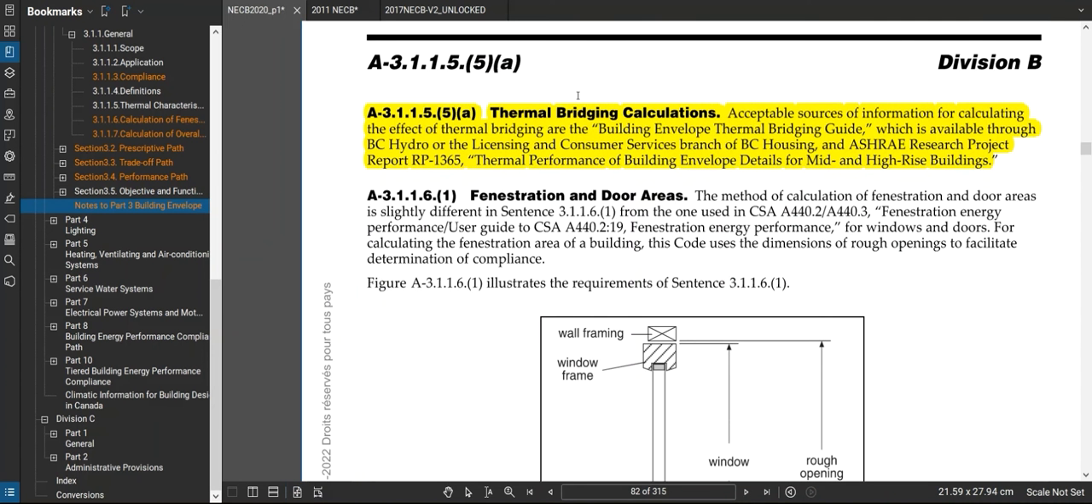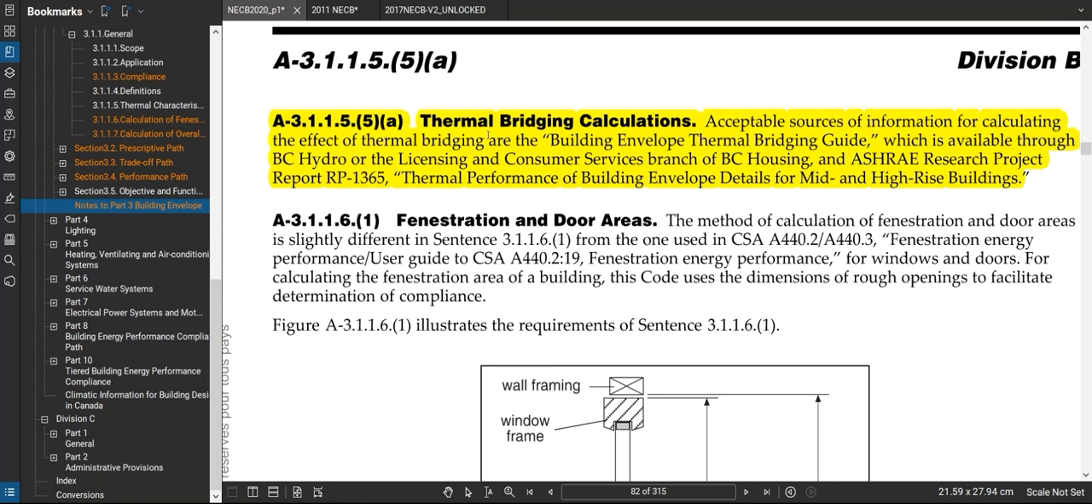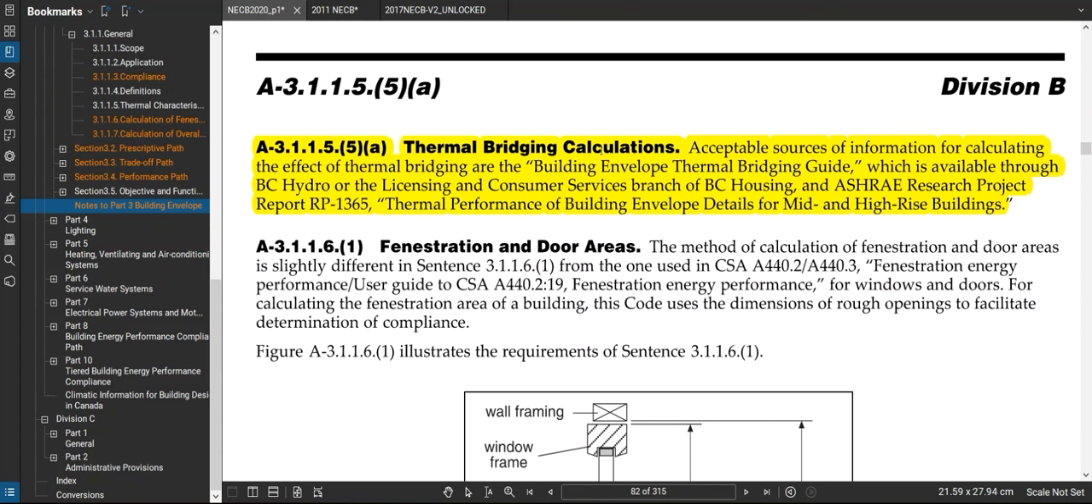So what to do? In the appendix here, it talks about this. Okay, so thermal bridging calculations. Acceptable sources of information for calculating the effect of thermal bridging are the building envelope thermal bridging guide, which is available through BC Hydro. Okay, and there's some other stuff here as well. So that's interesting.